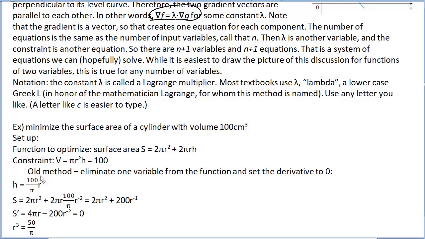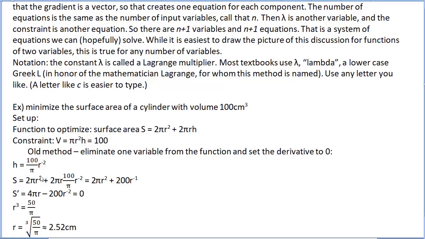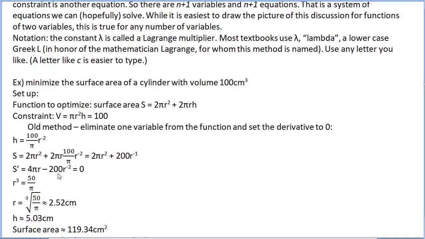and then solving for r, r cubed gives you 50 over pi. So r is the cube root of 50 over pi, which is approximately 2.52. Since we're working in centimeters, those are the units. It said to find the minimum surface area, so we're not done solving. We now need to find h. We previously solved for h, and so we can use that to calculate that h is approximately 5.03 centimeters. Then plugging into the function for S, the minimal surface area is approximately 119.34 square centimeters.